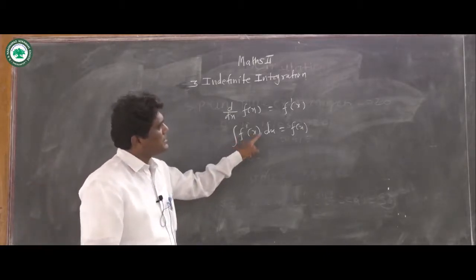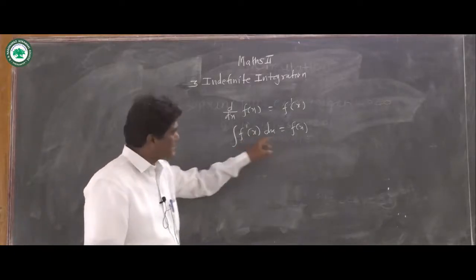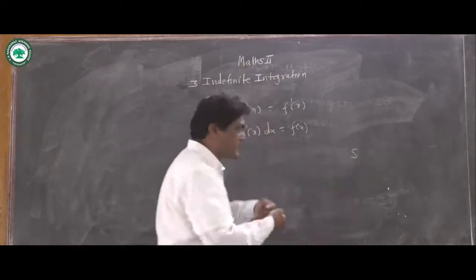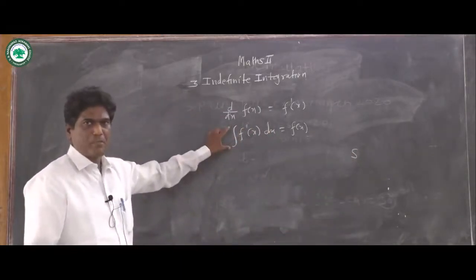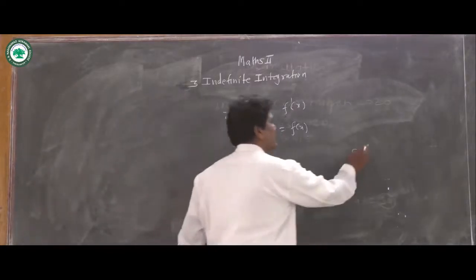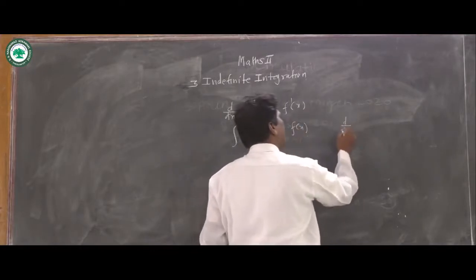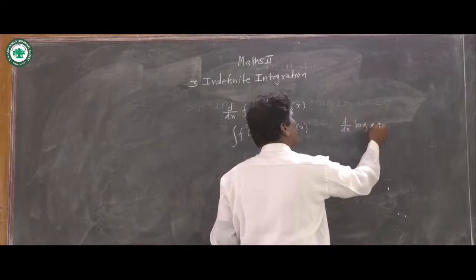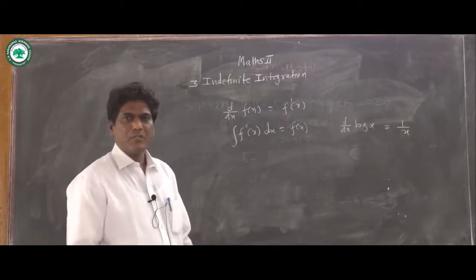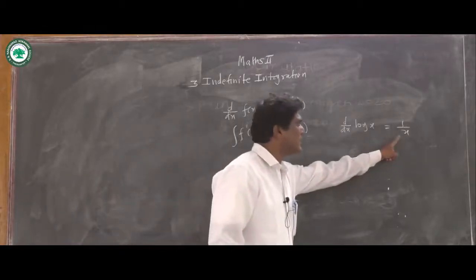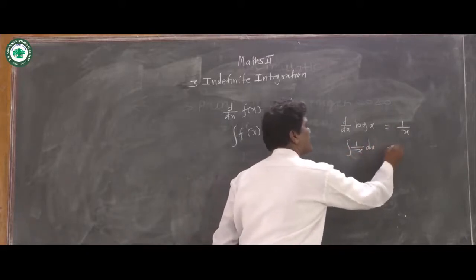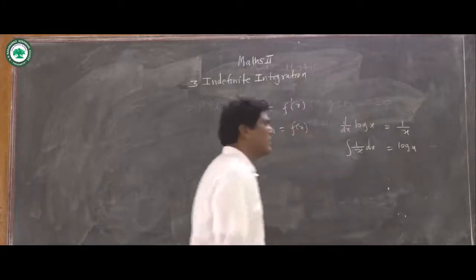Integration of f dash of x dx is equal to f of x. This sign is the sign of integration. Suppose this is an s, and if we extend this s, we get the sign of integration. For example, d by dx of log x is equal to 1 upon x. The derivative of log x is 1 upon x, then the integration of 1 upon x dx is equal to log of x.